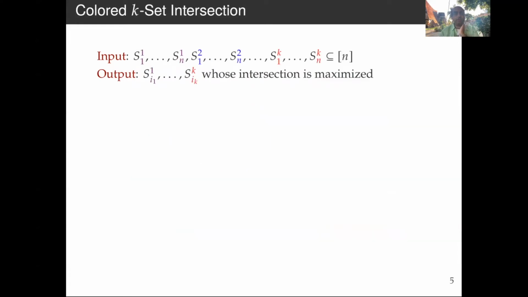What can we say about the colored version? Well, in the colored version, we are given k collections, and we would like to find one set in each collection whose intersection size is maximized. And in the NP world, this is some variant of the standard label cover problem, which comes from the PCP theorem. And we can prove insanely strong hardness of approximation results.